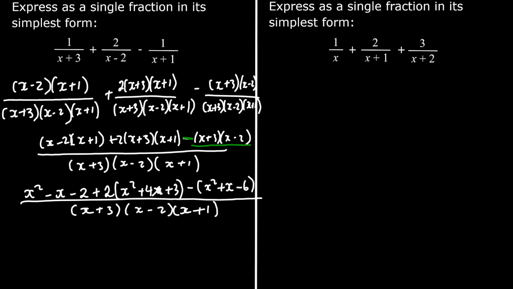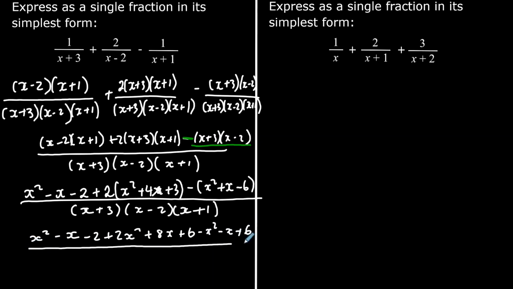Expanding the top line again. So we've got x squared minus x minus 2 plus 2x squared plus 8x plus 6. And then taking away this entire expansion. So expanding it, multiplying through by minus 1, minus x squared minus x plus 6. And again, leaving the denominator as it is.